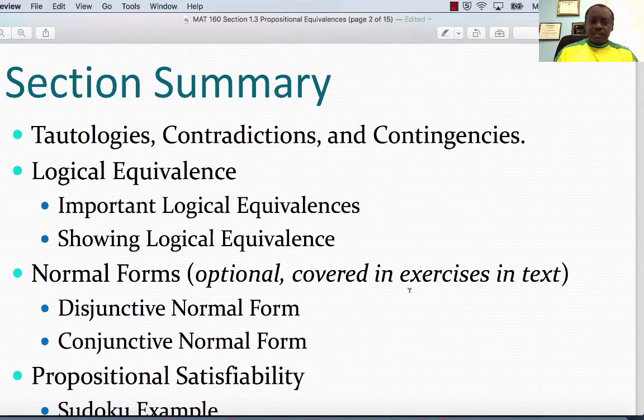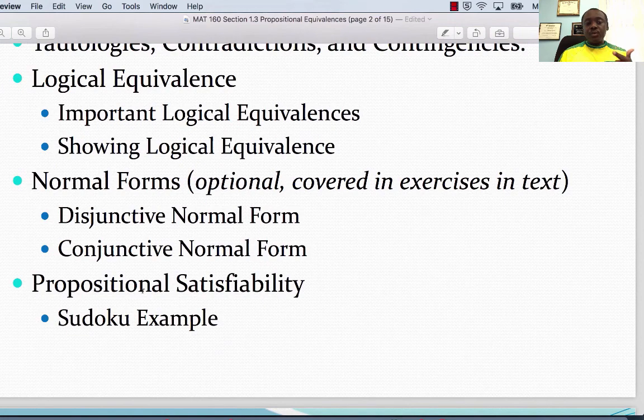Section Objectives. We will look at tautologies, contradictions, and contingencies. Then we will move on to logical equivalence and look at some important logical equivalences and how to show logical equivalences. And then we will skip right down to propositional satisfiability. Now let's go ahead and start.